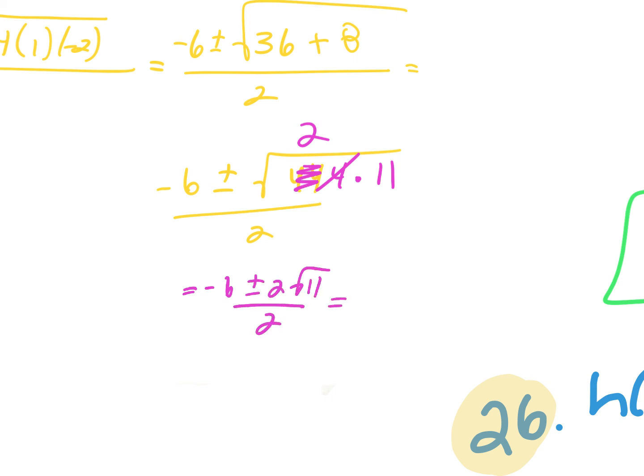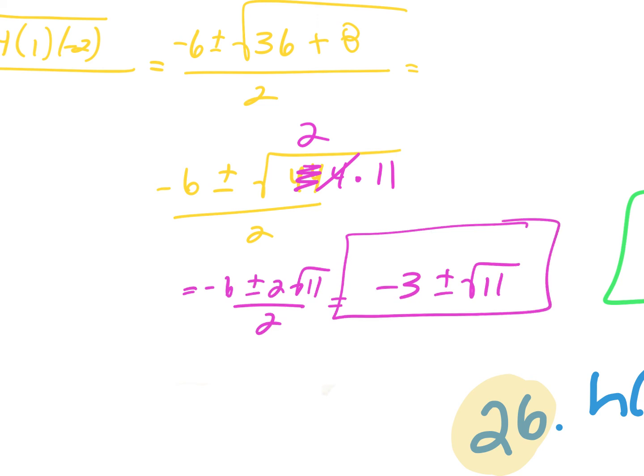And can I simplify that? Yes. 2 goes into negative 6, negative 3. And 2 goes into 2 once, so you have plus or minus the square root of 11. If you want to put a 1 in front of that square root, you're more than welcome to. But if you have a quadratic, meaning the highest exponent is 2, you can always use the quadratic formula.